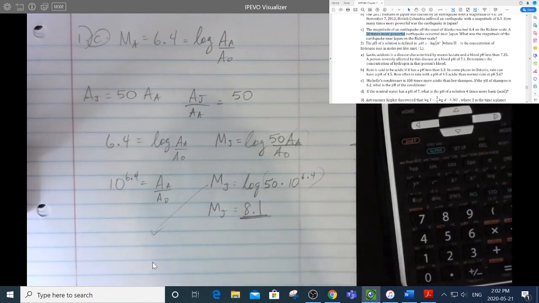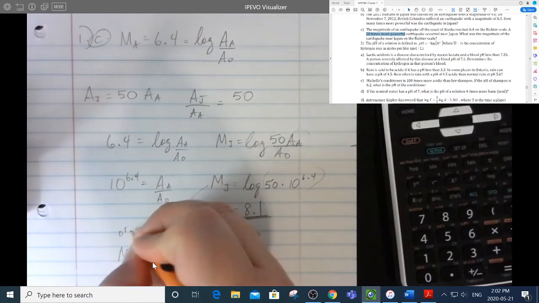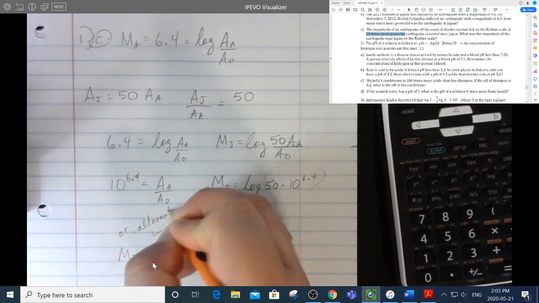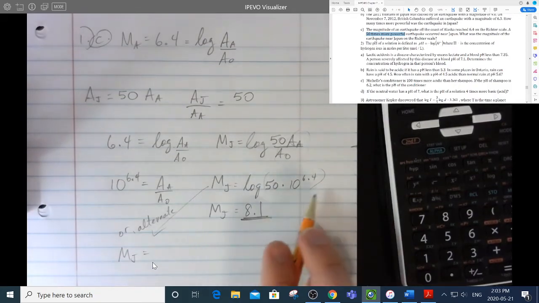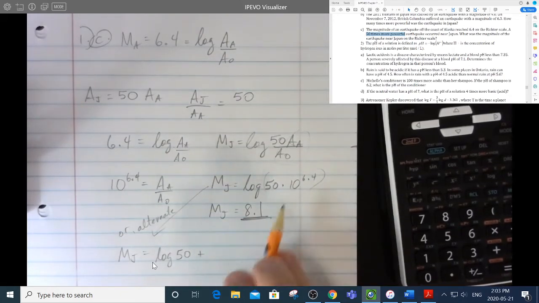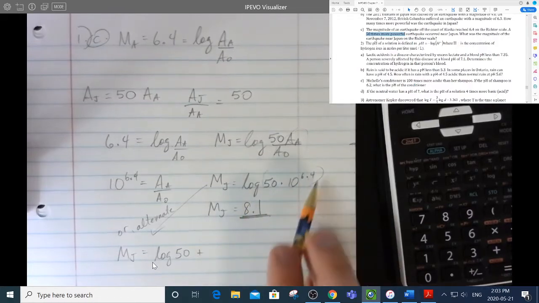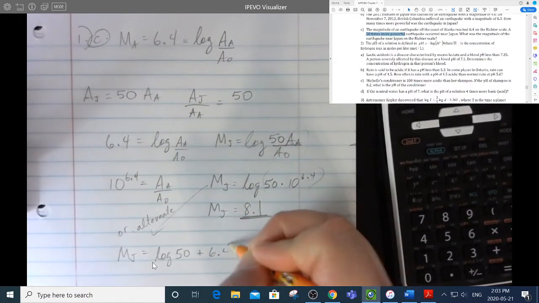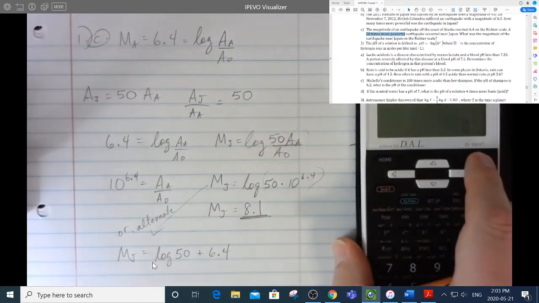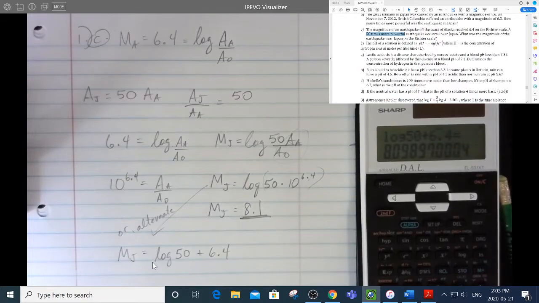Keep in mind, I could have done this an alternate way. I could have used my log laws. I could have just split this up into a plus. So I could have gone log of 50 and then plus. Now remember that the log of 10 is 1. And remember that exponents in log laws can become coefficients. So really, the log of this is just 6.4 times 1. So that might be even easier button punching if you like. You could just go log of 50 plus 6.4, and boom, there's your 8.1.